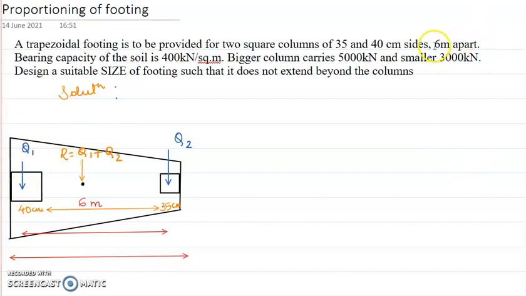It's given that the columns are 6 meters apart. So now this 6 meter is the clear span between columns. I have named Q1 and Q2 as the loads that are coming from the columns. So Q1 will be the bigger load, that is equal to 5000, and Q2 will be 3000. Why? Because Q2 is a smaller column, so obviously it will carry the lesser load, and it should be adjacent to the smaller side of the trapezoidal footing. Okay, all these things you should know before you start solving the problem.